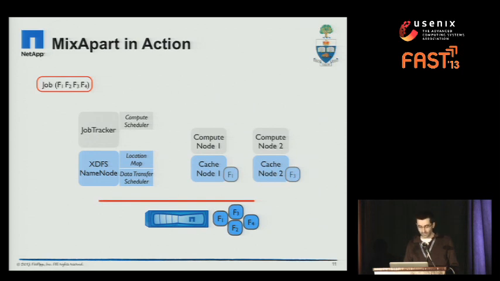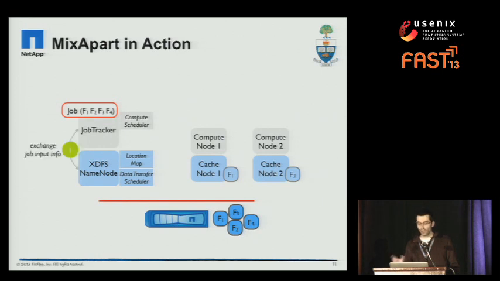I'm showing here the architecture with 4 files stored in the enterprise storage system, F1 to F4. Two of those files are cached in XDFS, F1 and F3. A job is submitted to the system with files F1 to F4 being processed. As soon as the job is submitted, the job tracker and the name node exchange job level information: the input information, I/O rates, and data allocation information being sent from the cache to the compute.